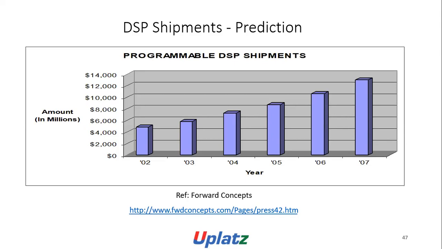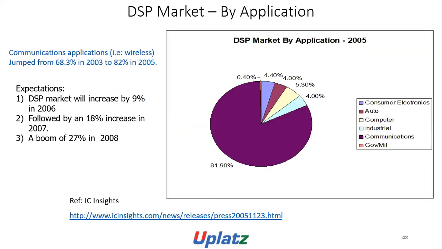This is the market prediction, the prediction from 2002 to 2009 in millions of dollars, from $4,000 million to almost $13,000 million; refer to the link given for the information source. DSP market by application: communication application, the wireless jumped from 68.3 in 2003 to 82 in 2005. Expectation is that this market will increase by 9% in 2007, followed by 18%, a boom of 27% in 2008. And consumer electronics is around 4.4%.